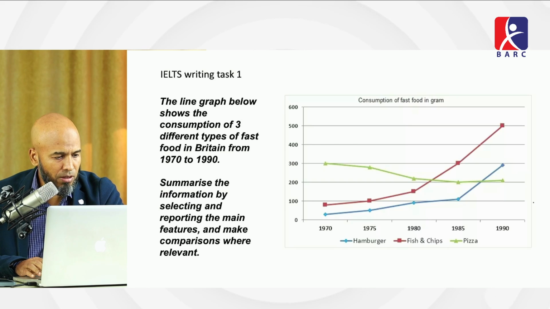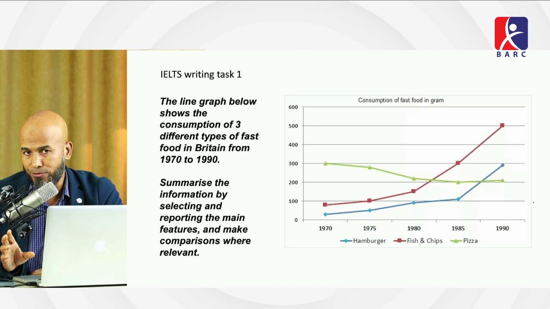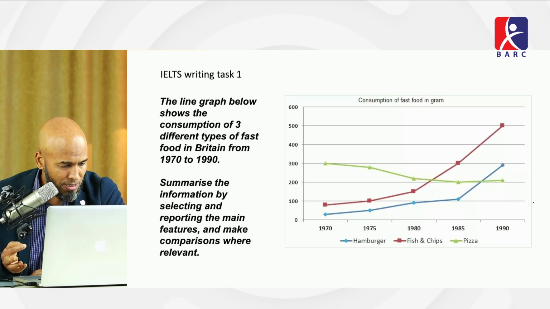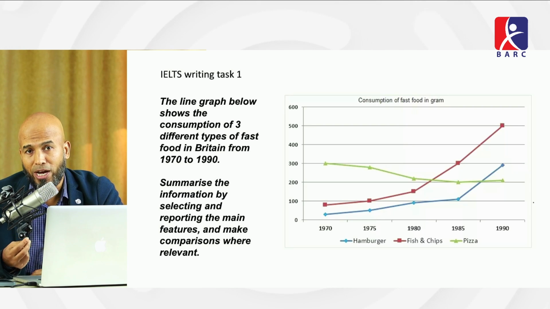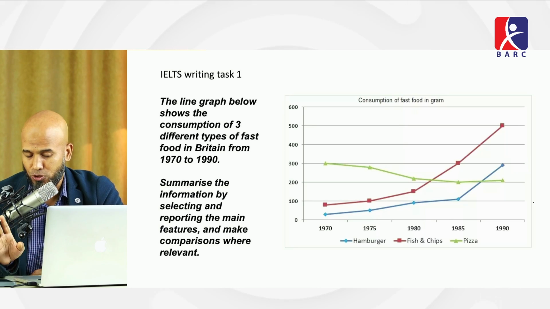So this is a typical task 1 question. The line graph below shows the consumption of 3 different types of fast food in Britain from 1970 to 1990. So what do we have to do? We have to summarize the information by selecting and reporting the main features and make comparisons where relevant. These are the things that we have to do in our writing task 1.